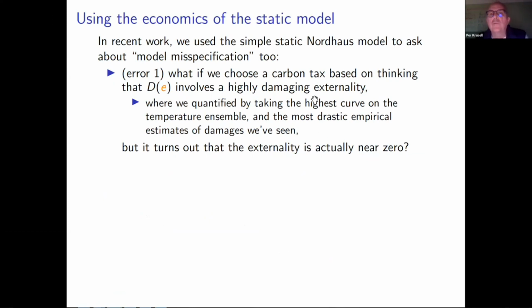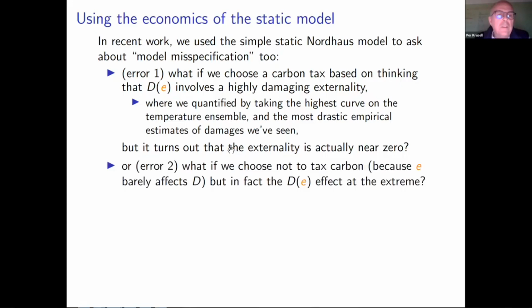Error 1: what if we choose a carbon tax based on thinking that D of E involves huge externalities? It's really, really bad. And then we quantify this by precisely looking at those curves that the authors look at, by taking the highest curve, the most warming you could ever get, plus taking the most drastic empirical estimates of damages. So suppose you base your policy on that, and you choose that in the ex-ante period, but actually the externality is close to zero and climate change is no big deal, okay? So we computed that error as percent of consumption, and then we did the reverse, error 2.